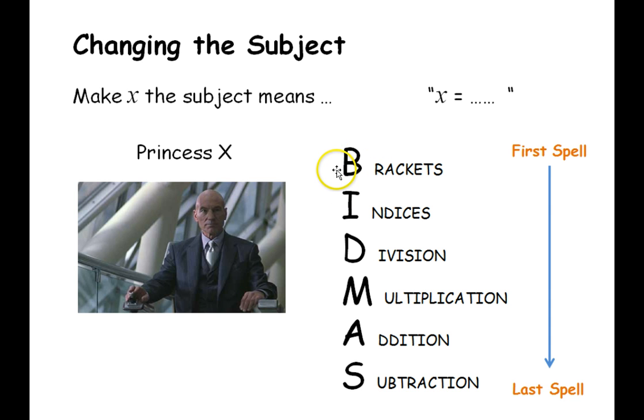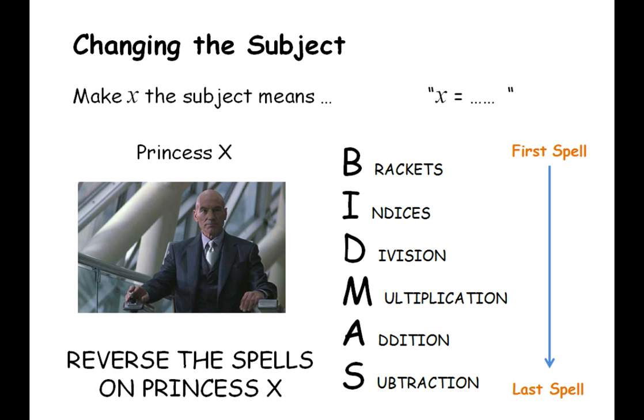So the first spell that would have been done is any spell that put in brackets. Next spell, any indices, any powers. Division, multiplication, addition and subtraction. And it is our job to reverse the spells that have been cast on poor old Princess X. Now, at the minute, that might not make a lot of sense to you, so what we'll do is we'll go through an example.